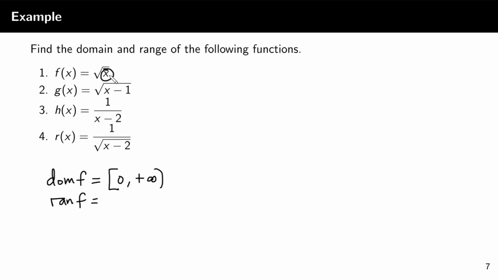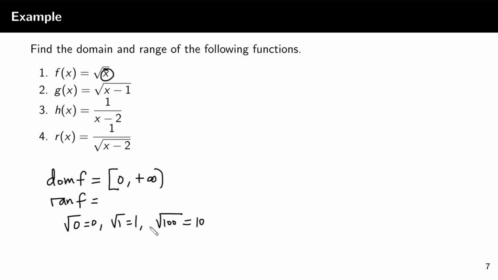Well, what's the smallest possible value of f? If x is 0, then the square root of 0 is 0. So square root of 0 is equal to 0. Square root of 1 is equal to 1. Square root of 100 is equal to 10.